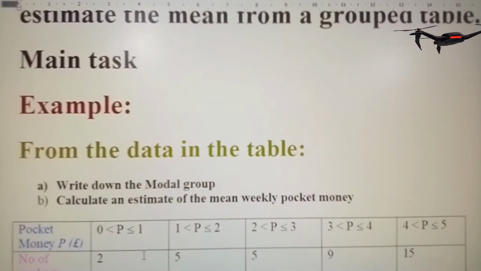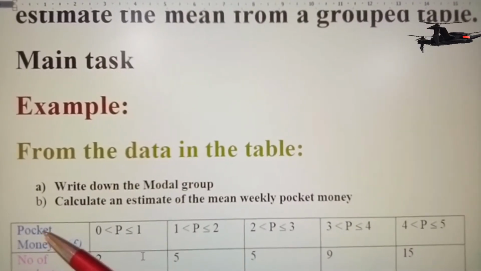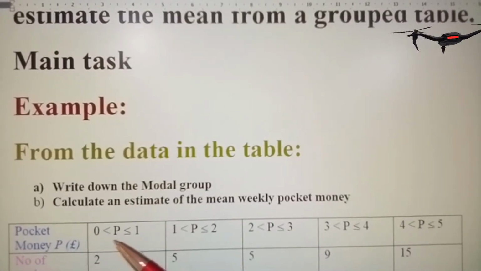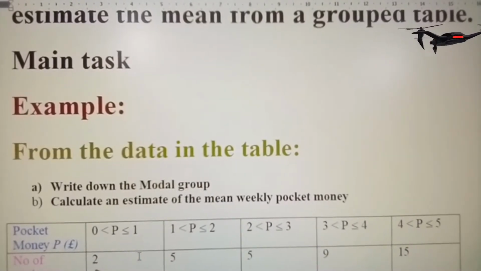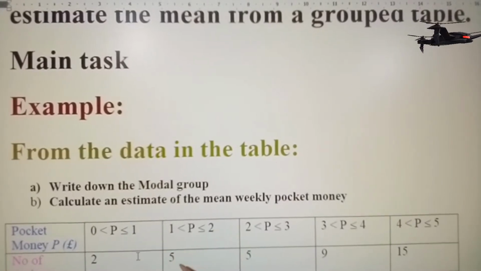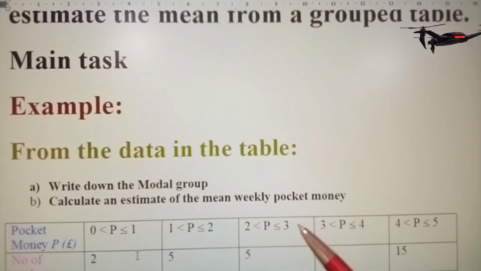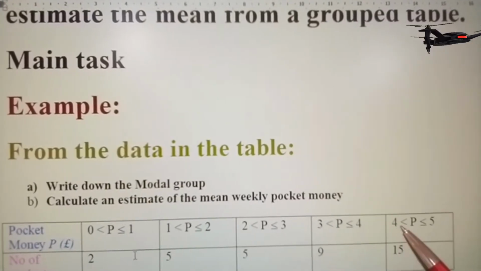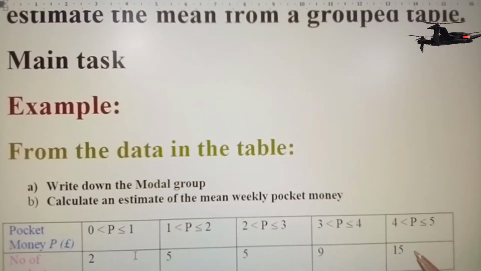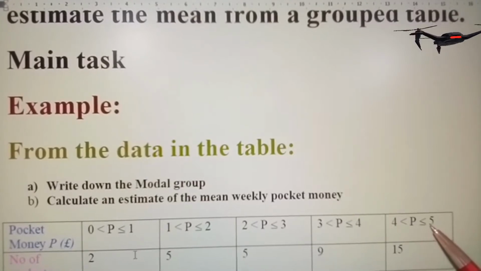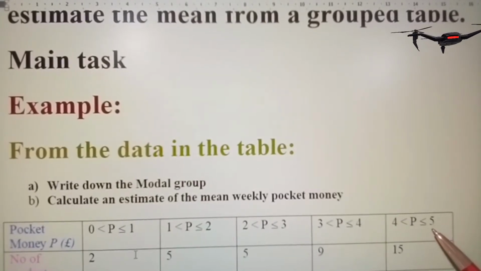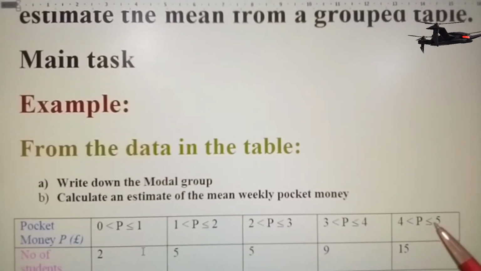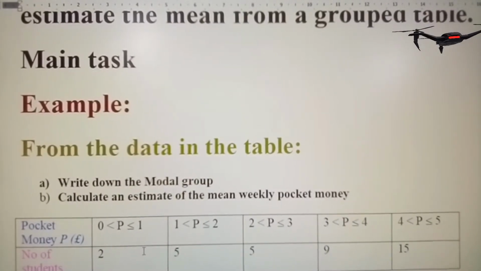So we have a table, and we have here pocket money in pounds, number of students. Now, from 0 to £1, we have 2 students. From £1 to £2, we have 5 students. From £2 to £3, we have 5 students. From £3 to £4, we have 9 students. And from £4 to £5, we have 15 students. Now, please note that this is less than or equal to £5, okay? It is not greater than, it is less than or equal to £5, okay?